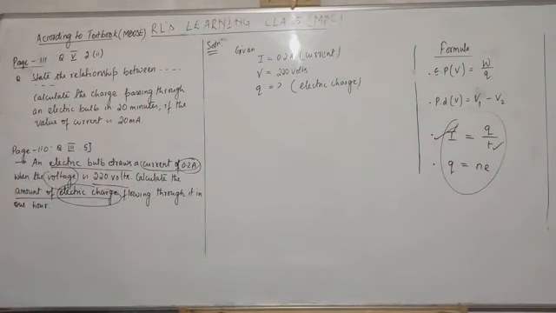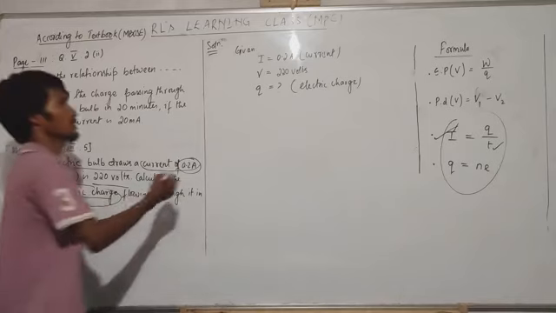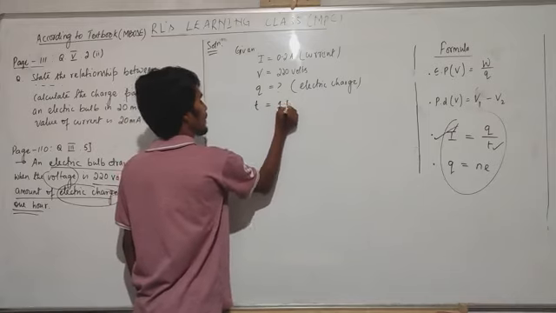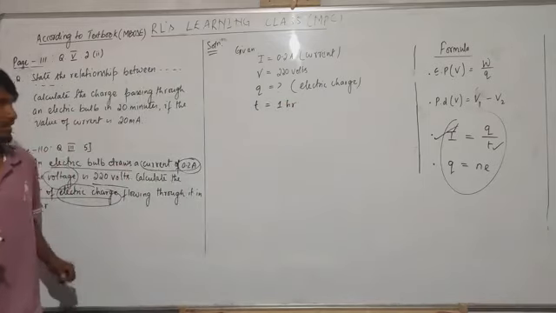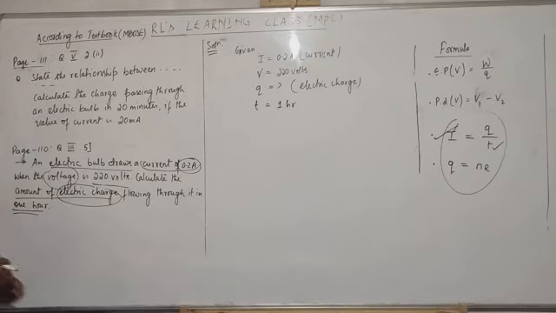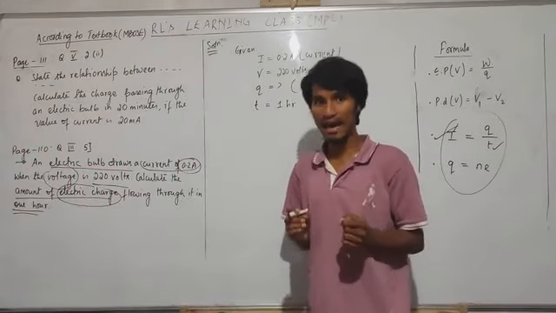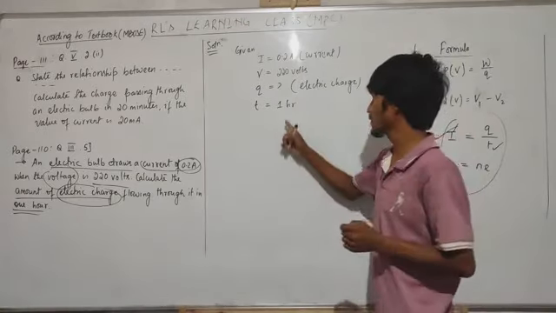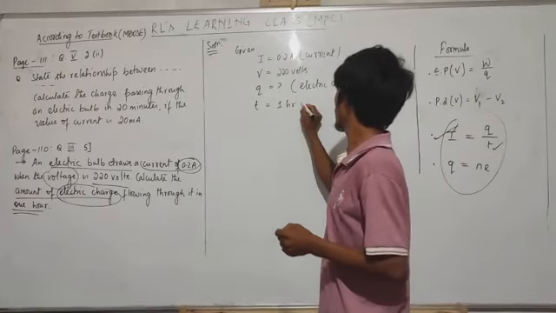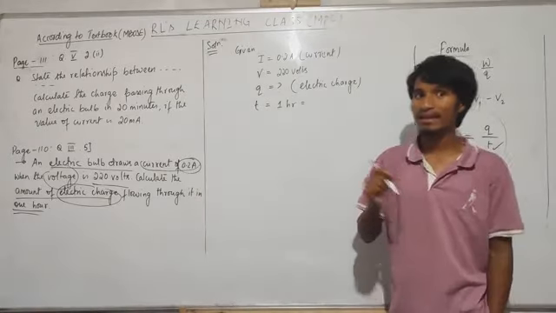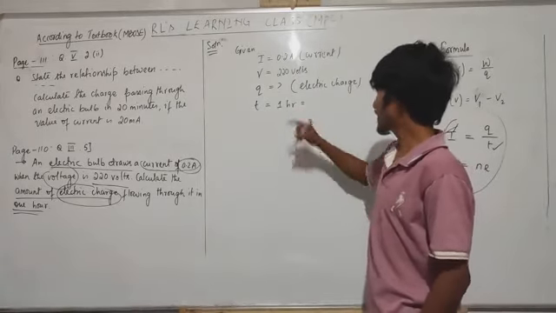I, V, and Q. An electric bulb draws a current of 0.2 ampere when the voltage is 220 volt. Calculate the amount of electric charge flowing through it in 1 hour. They also give the time. Here, how much? 1 hour. Time T is equal to 1 hour. Remember, hour is not the SI unit. Then we need to convert this hour to the SI unit. The SI unit of time is second. Then how many seconds are in 1 hour?